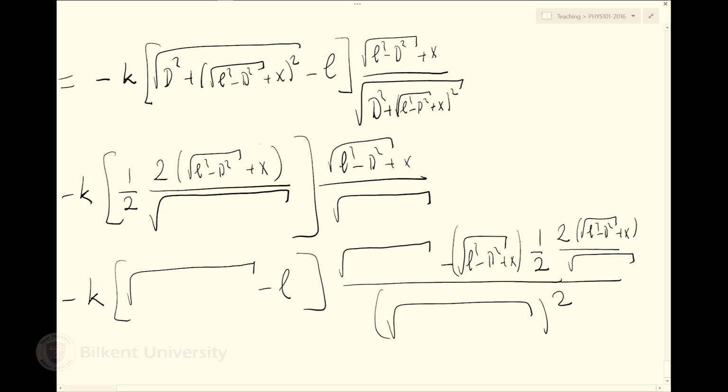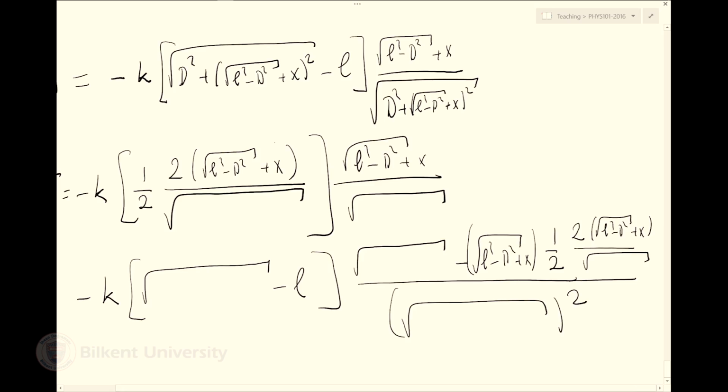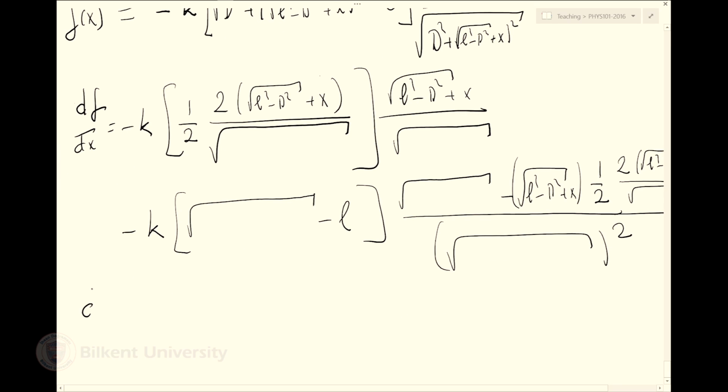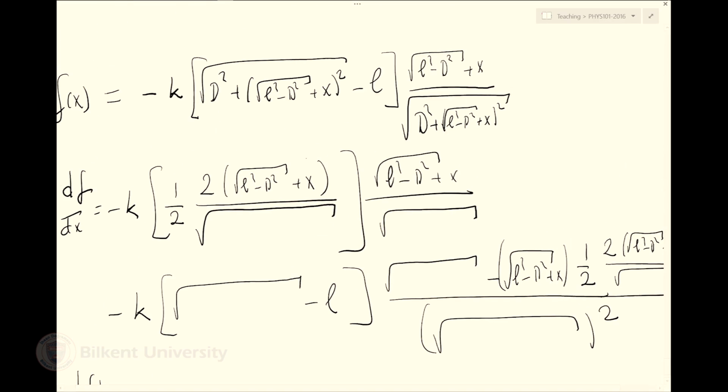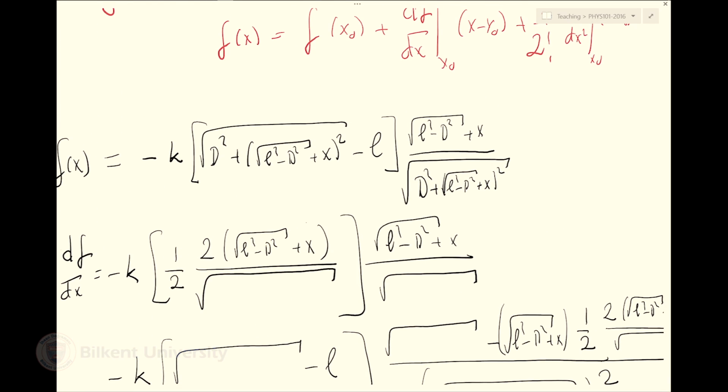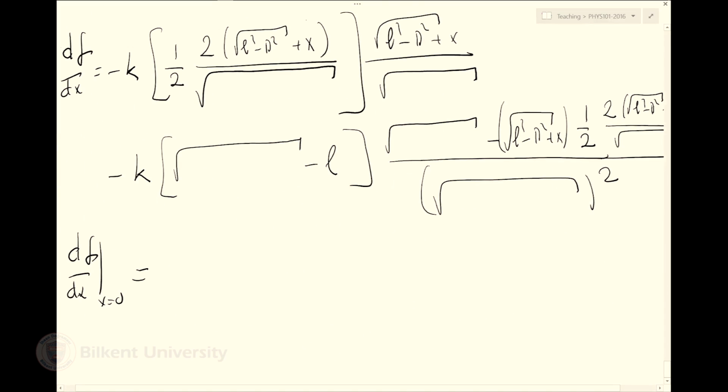All right? Once I don't write the square roots, it's actually not too hard. But what happens, I actually need the value of df/dx at x equals 0. So what should I do? I'll just put x equals 0. When I put x equals 0 into my square root, what is the value of the square root? When x is 0, it's just L. So that's very good.